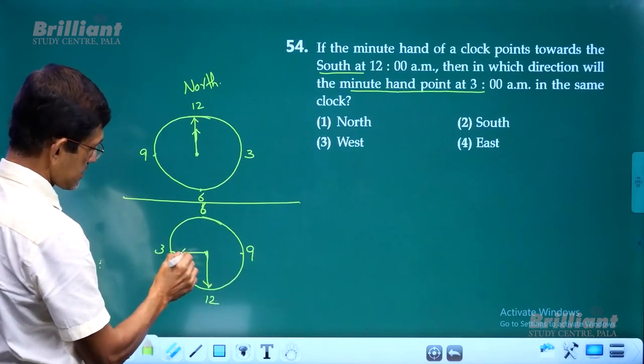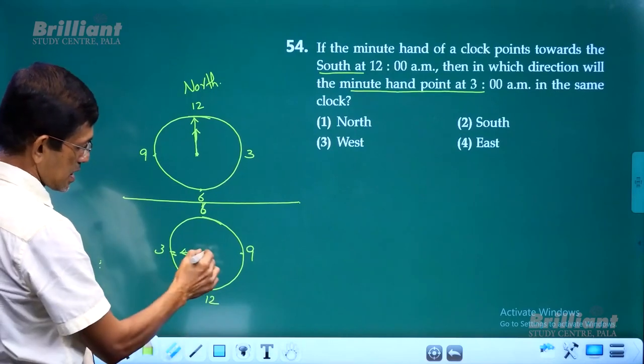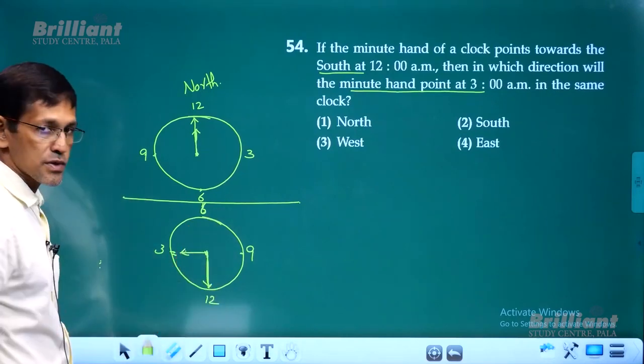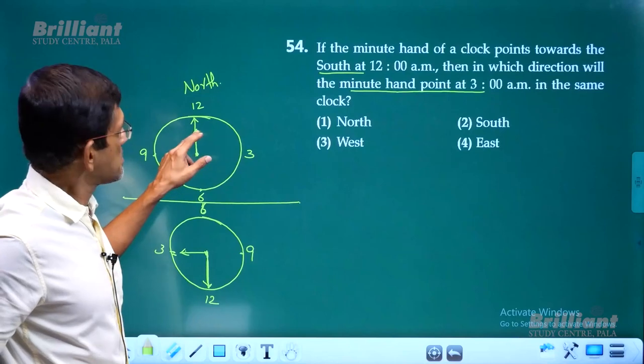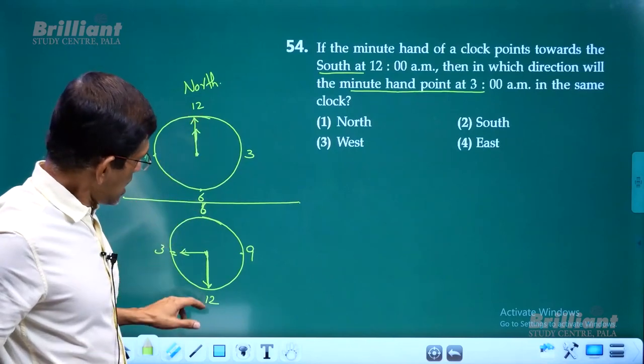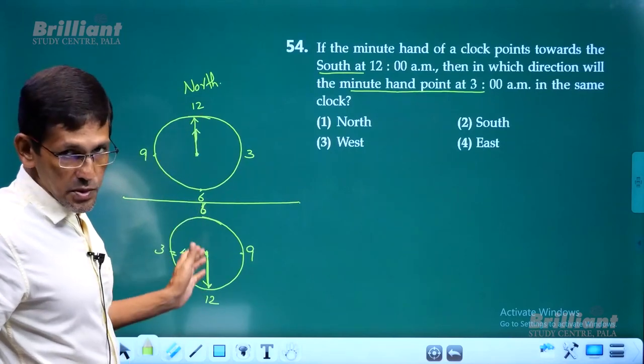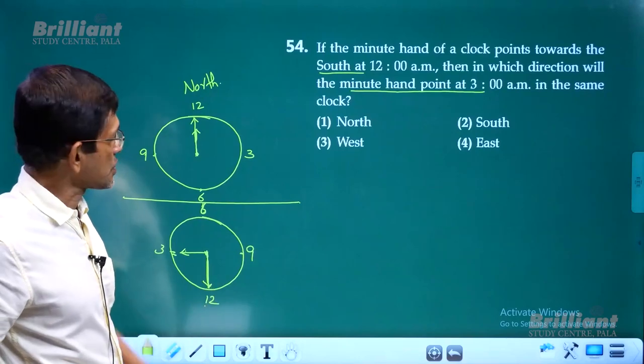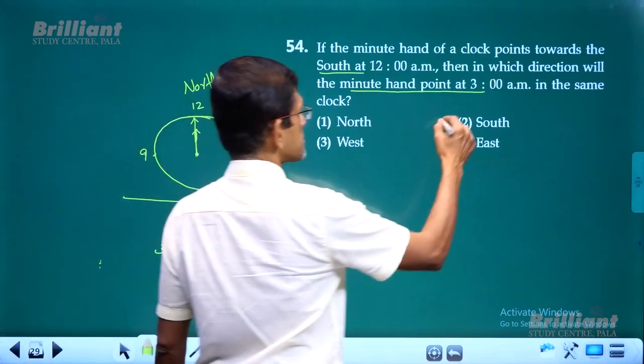Is the hour hand, is the minute hand. So minute hand would be, again, pointing towards south. At 12, the minute hand is pointing south. That means at 3, the minute hand would be pointing south as well. So the answer is south.